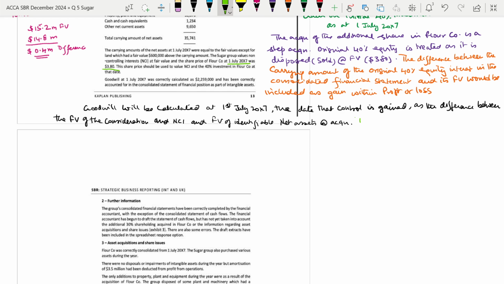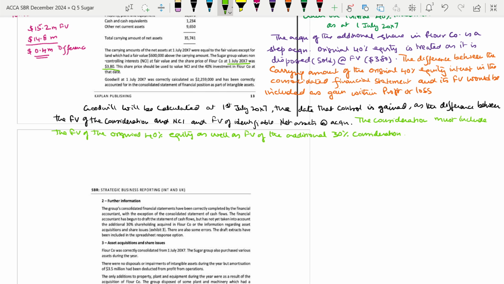Now, what the rule says about the consideration is very important. The consideration must include the fair value of the original 40% equity interest as well as the fair value of the additional 30% consideration. Very, very important. Read again. It means you should know the fair value of the 40% and the fair value of the additional 30%.